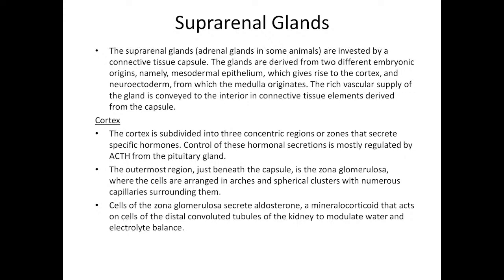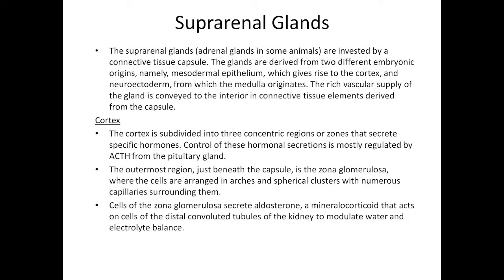Suprarenal glands. The suprarenal glands, also called adrenal glands in some animals, are invested by a connective tissue capsule. The glands are derived from two different embryonic origins: mesodermal epithelium, which gives rise to the cortex, and the neuroectoderm, from which the medulla originates. The rich vascular supply of the gland is conveyed to the interior in connective tissue elements derived from the capsule.